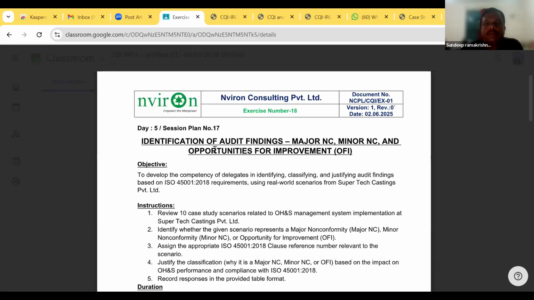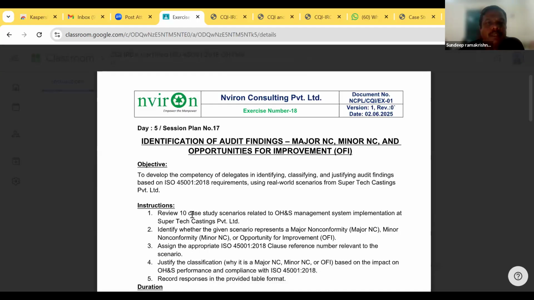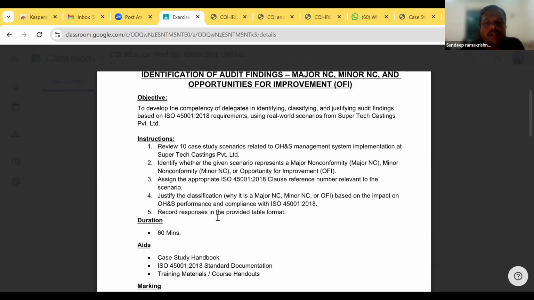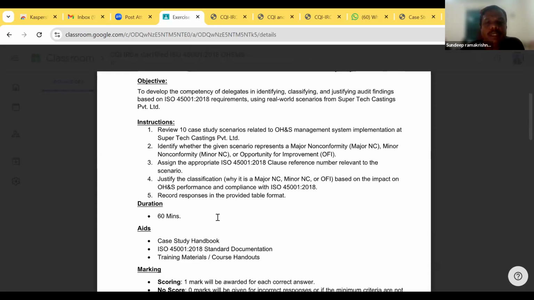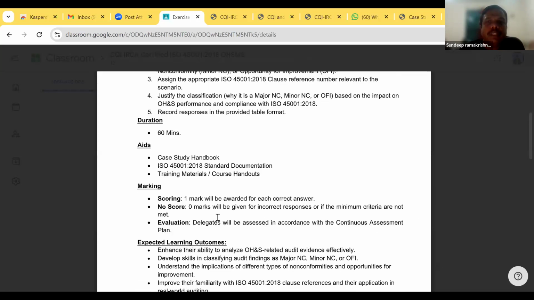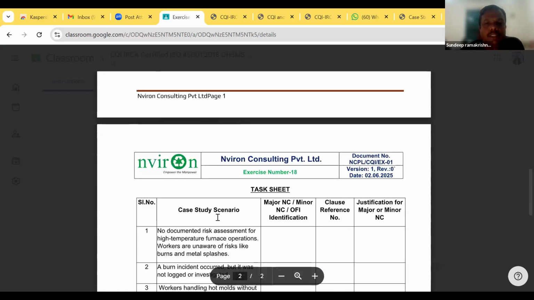So, identification of audit findings: major NC, minor NC, and opportunities for improvement. There are 10 case study scenarios in Supertech Castings. Identify whether the given scenario is a major NC, minor NC, or an opportunity for improvement, and justify the classification, why it is major, minor, or OFI, based on impact and OHS performance. It's a 1 hour long exercise. We will do this exercise here in the class itself.